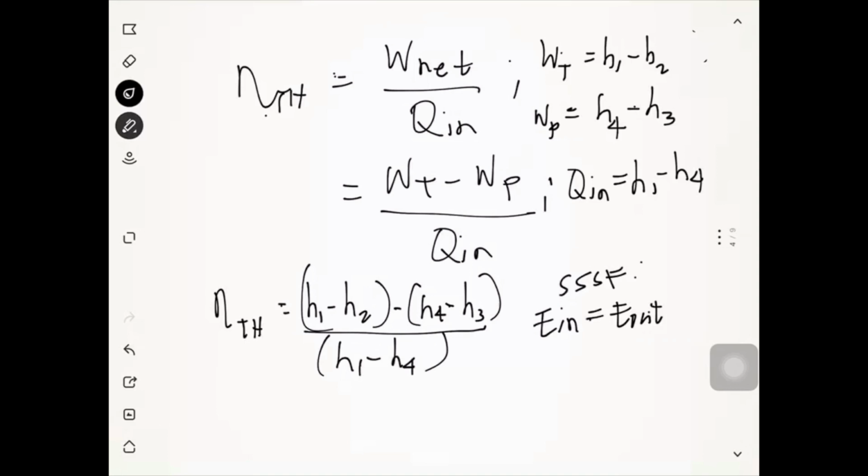We also have another equation for the pump. Reviewing our previous discussion, the work of the pump would be v f3 times the pressure at point 4 minus the pressure at point 3. So let's have an example now.